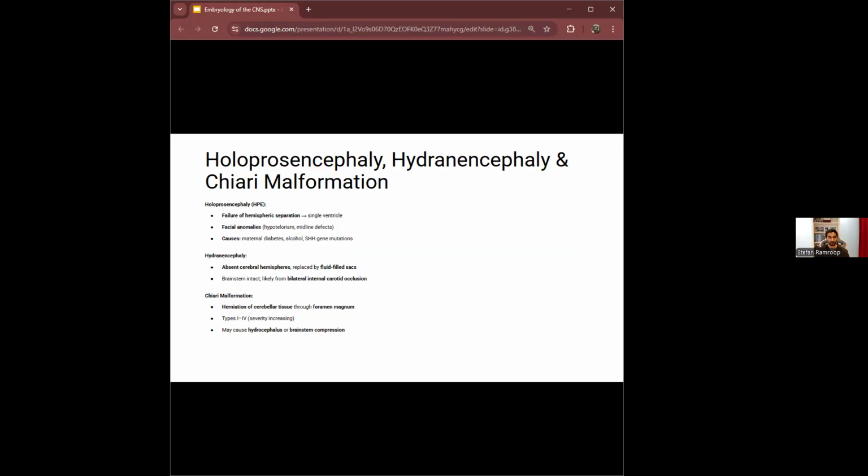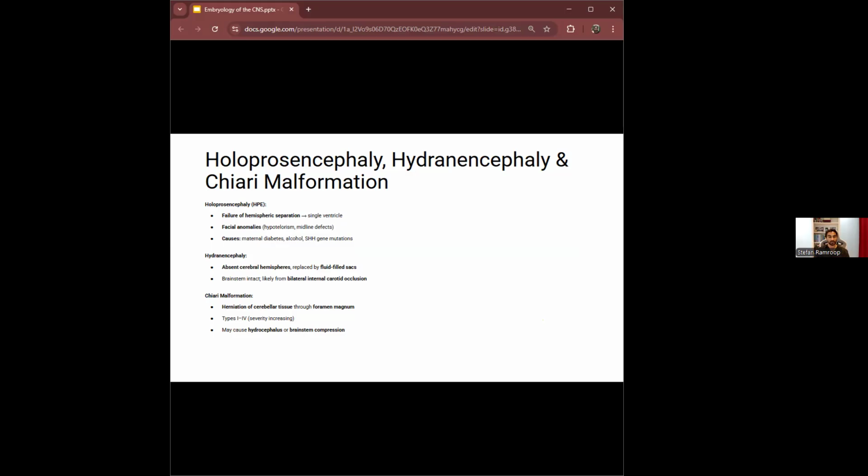And lastly, we have Chiari malformations. So this represents a downward displacement of cerebellar structures to the foramen magnum due to a small or malformed posterior fossa. Type 1 is the mildest, involving descent of the tonsils, and it could often be discovered incidentally or when a syringomyelia develops.